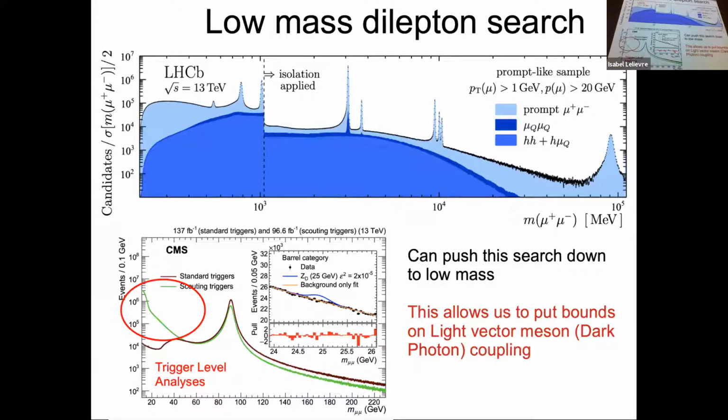Question? Yeah, on that top plot, the y-axis is candidates divided by cross-section. What does that mean?